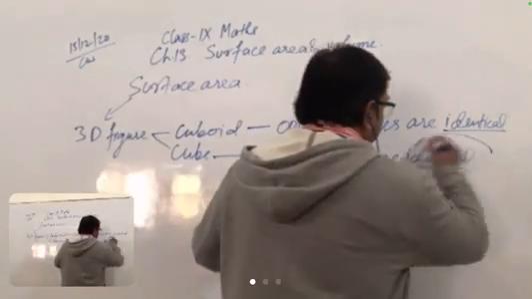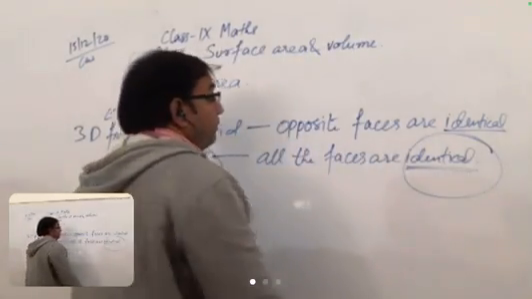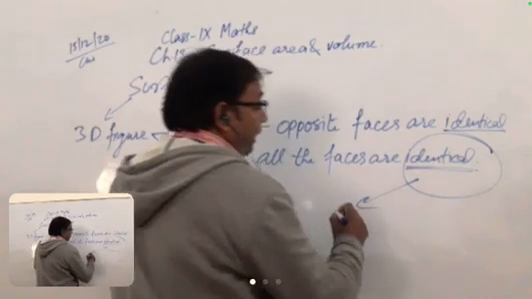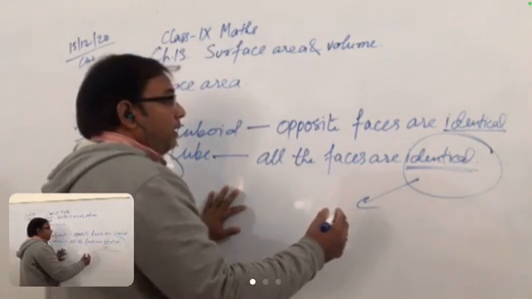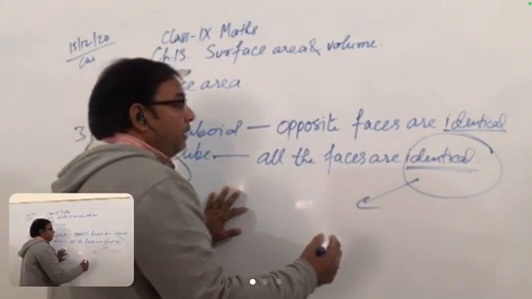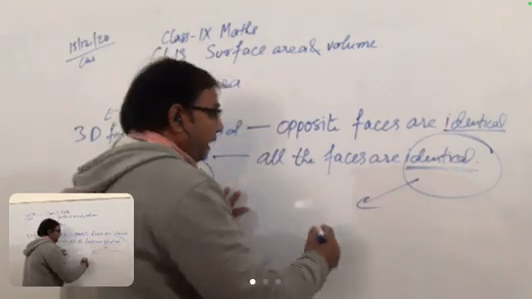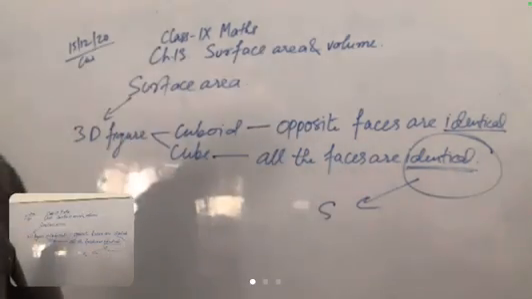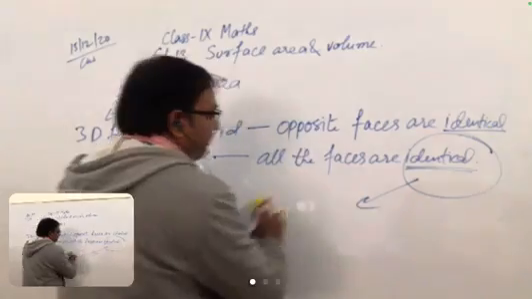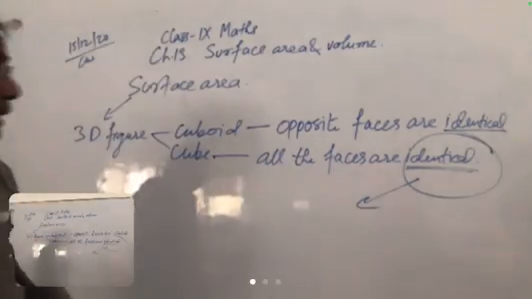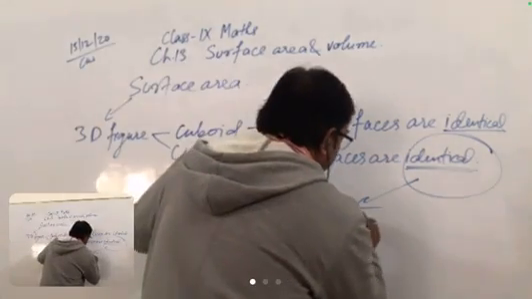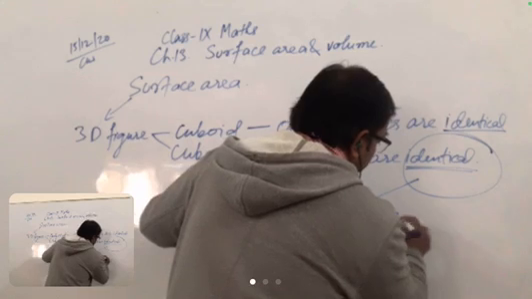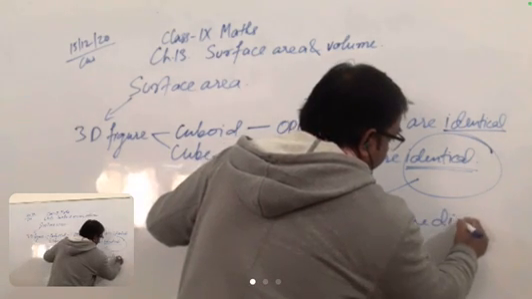What is the meaning of identical? Anyone? Equal to each other. Yes, having the same dimension. Exactly right. Identical means having the same dimension.